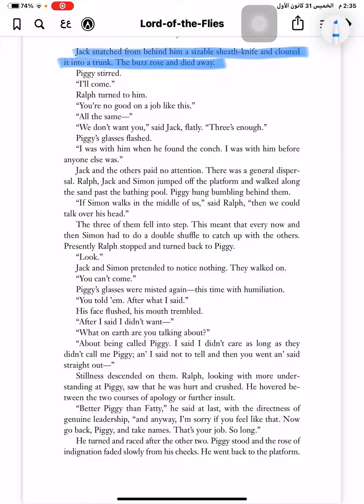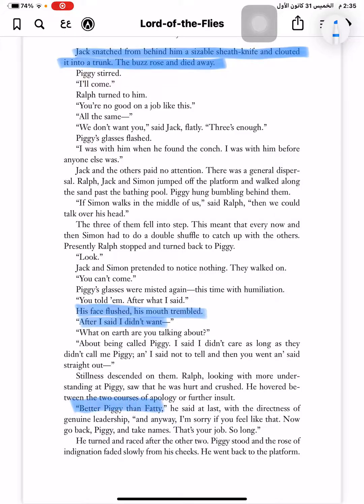Now, when Piggy was following Ralph, telling him that he should go with them to search the island, and when he blames Ralph about telling the other boys about being Piggy, not being fatty as called by Jack, here we find that Ralph's style is something different. "Better Piggy than fatty," he said at last, with the directness of genuine leadership. A comment made by the narrator, which is important here.